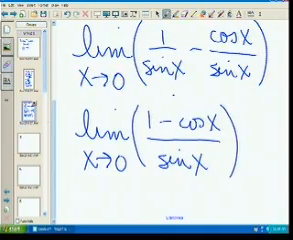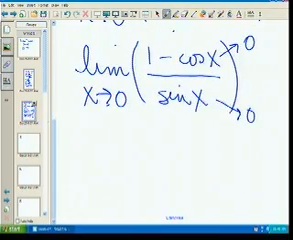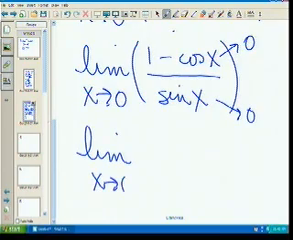And do we, at this point, have one of the standard indeterminate forms? Yes. Okay, which one? 0 over 0. So if you put in 0, cosine of 0 would be 1, 1 minus 1 is 0. Sine of 0 is 0, so we've got the so-called standard indeterminate form. Tell me what to write next.